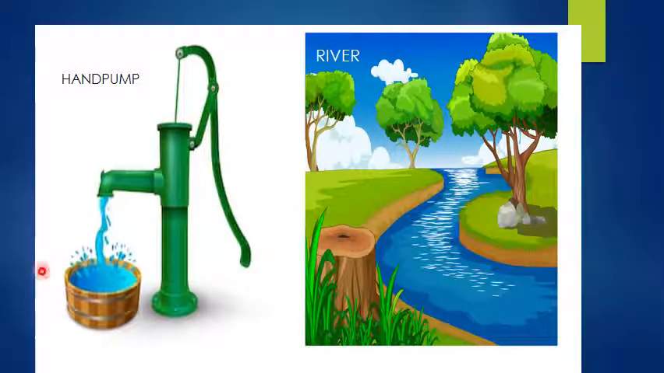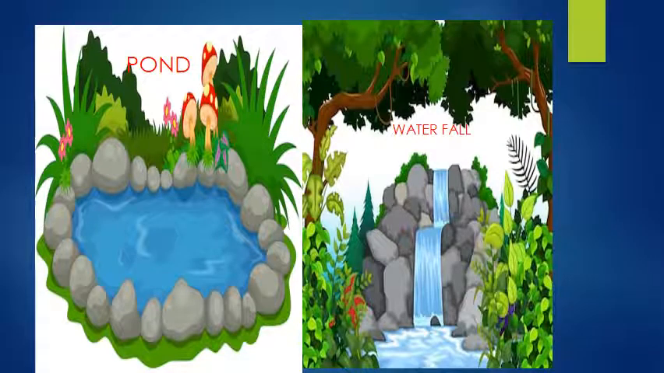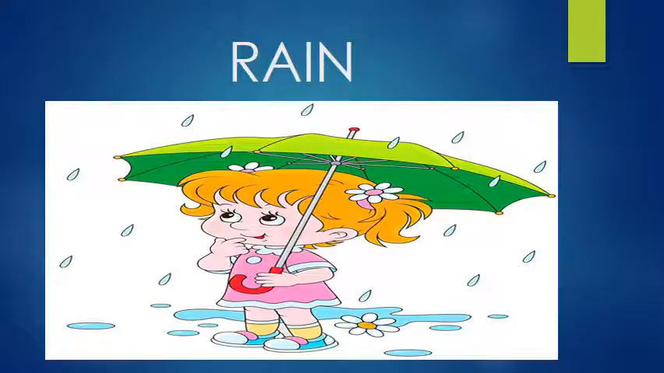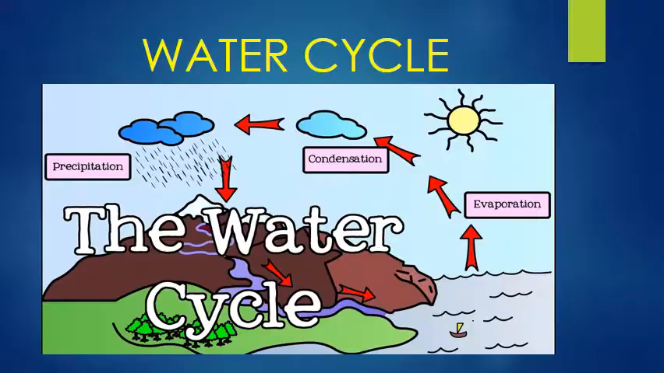A hand pump. The first picture that you see is of a hand pump which pulls the water from the ground, and the next picture is of a river. Pond, waterfall, they are also sources of water, and rain. Of course, rains are the main source of water. The major source of water, the big source of water is rain. To know about the rains, here we need to know about the water cycle.